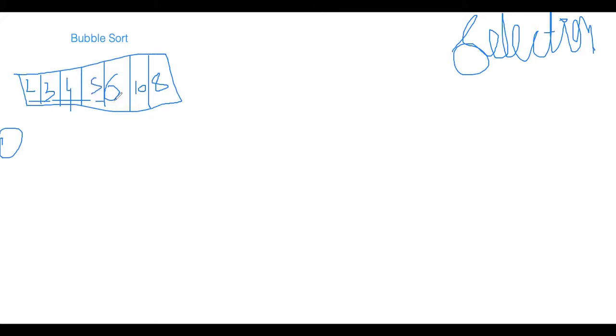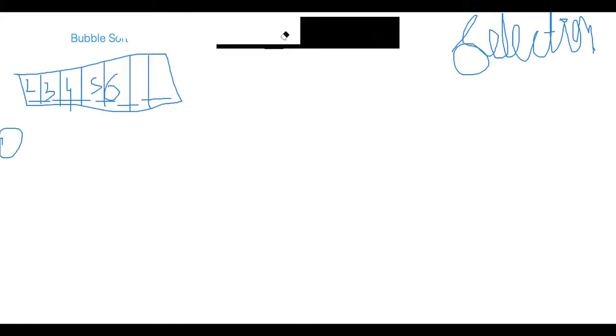And then 5 and 6 out of order? No. 6 and 10? No. 10 and 8? Yes. Then I will tell you what's happening there. You will, I think, get what is happening there.